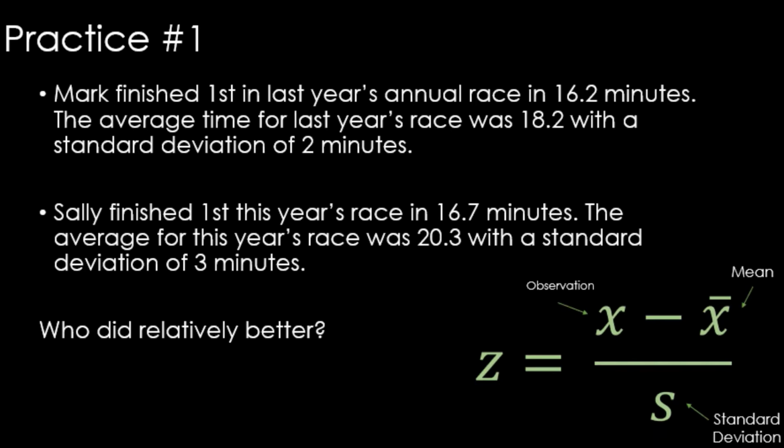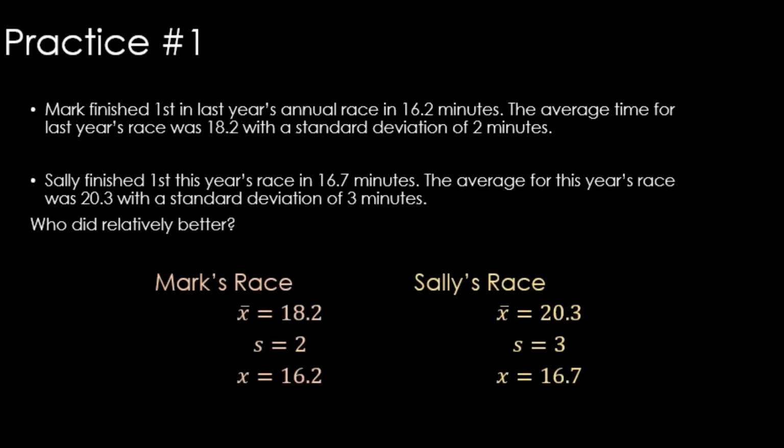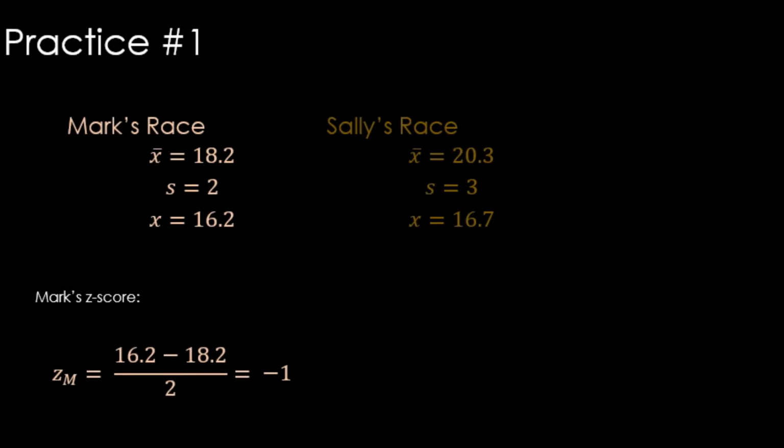For Mark's race, the mean was 18.2 and the standard deviation was 2, and his score was 16.2. For Sally's race, the mean was 20.3, the standard deviation was 3, and her score was 16.7. Now let's calculate Mark's z-score, which we'll label z sub m. Z sub m is equal to 16.2 minus 18.2 divided by 2 equals negative 1.